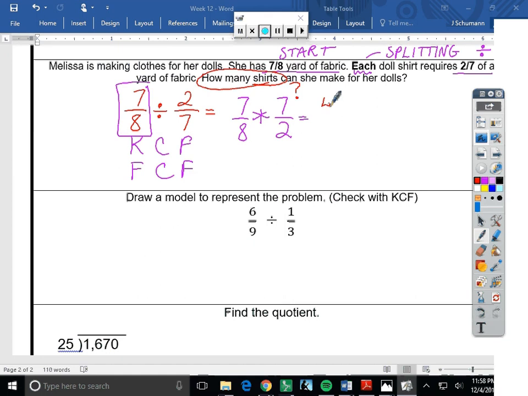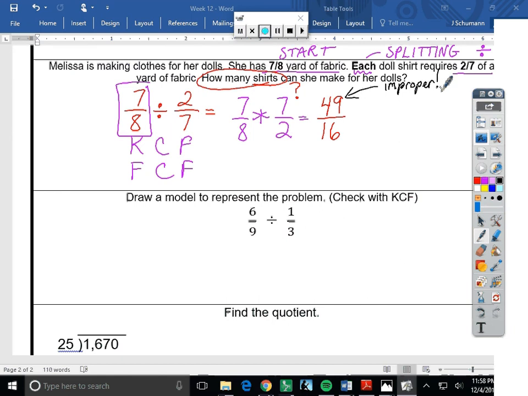7 times 7, maybe using your chart or counting on or skip counting, you'll get 49. 8 times 2 will get us 16. And you might say, hold up, the elephant is smushing the chicken. Okay, that's funny talk for this is an improper fraction. How do you know it's improper? How did I notice that so quickly? And I said, oh dear, poor chicken. I mean, how do we fix this?